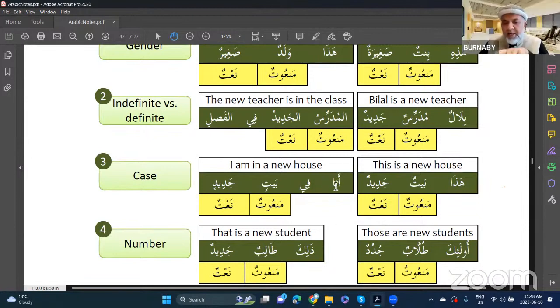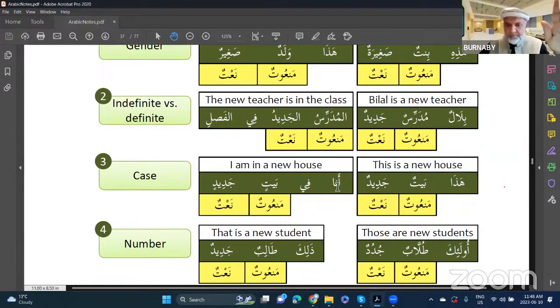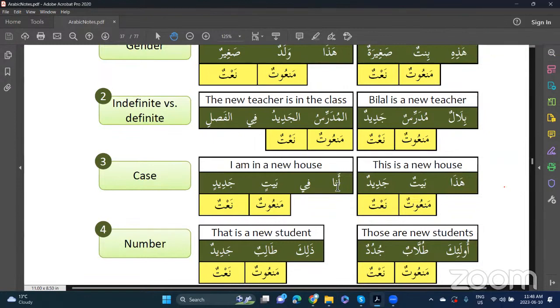Okay. So over here, now the case marking, haza baytun jadidun. This is a new house. The case marking, what is the irab? Is it rafa? Yes. Jadidun is rafa. Okay, good. Over here, ana. Is ana a detached pronoun? Yes. A detached pronoun is always marifa? Yes. And it's always rafa? Yes. So it is my mubtada? Yeah.